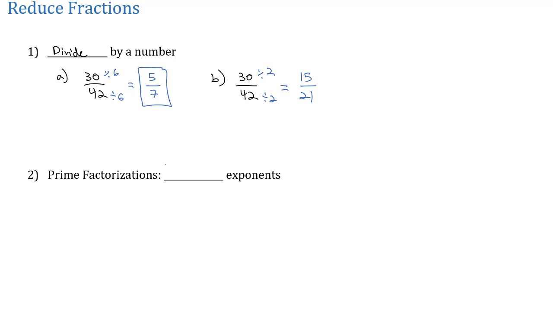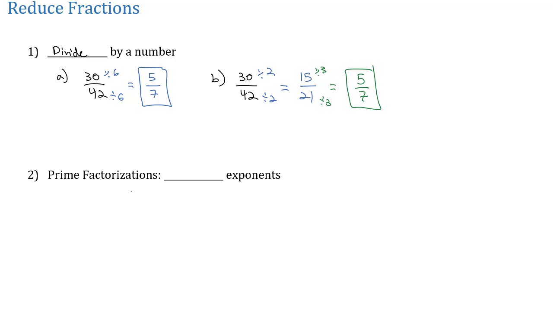Make sure when you're reducing your fraction, though, you double check to see, can we reduce any more? And 15 and 21 are both divisible by 3. So if I divide them both by 3, we end up with 5/7, which is the same answer we had before. Now, sometimes this division method's not the most efficient method.